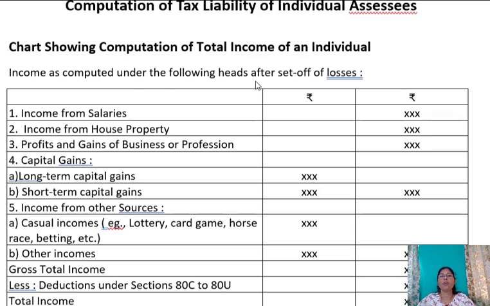Incomes as computed under the following heads after set-off of losses. So we are taking the incomes of the 5 heads in the order. First is income from salaries, income from house property, profit and gains of business or profession, capital gains long-term as well as short-term, income from other sources, casual incomes like lottery, card games, horse race betting, and other incomes. So if we total the income of all these 5 heads, we get the gross total income.